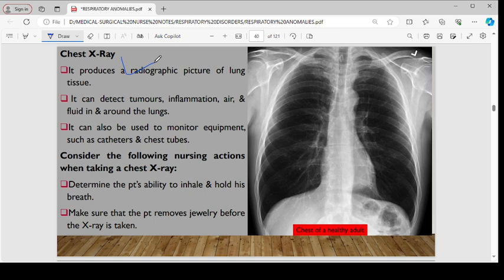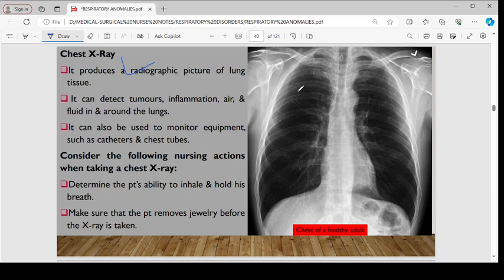The next test is the chest X-ray. This produces a radiographic picture of the lung tissue, and it can help us detect tumors, inflammation, and air or fluid in and around the lungs. It can also be used to monitor equipment such as catheters and chest tubes. Consider the following actions when taking an X-ray. You have to determine the patient's ability to inhale and hold his breath, because this is what they are going to do during the procedure, and you make sure that the patient removes any jewelry before the X-ray is done.